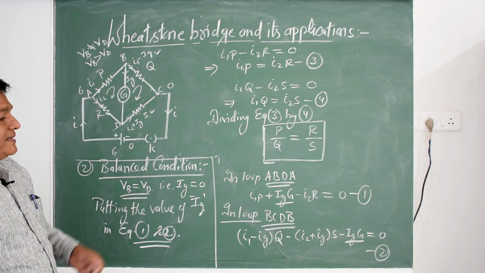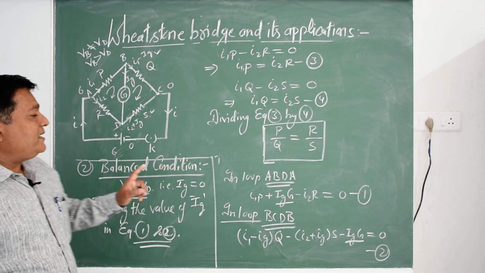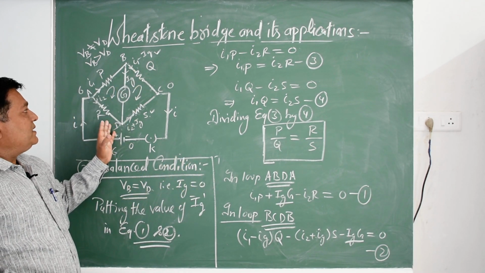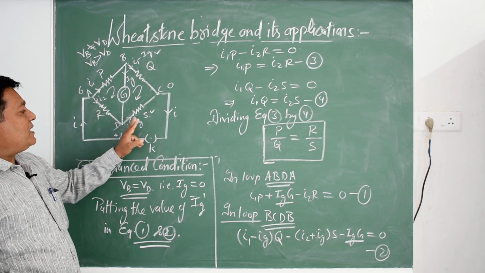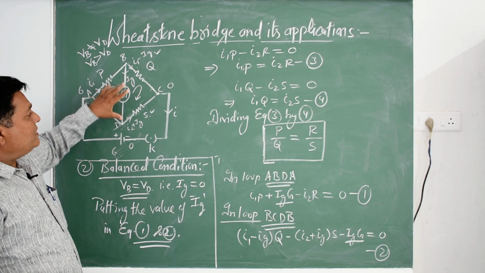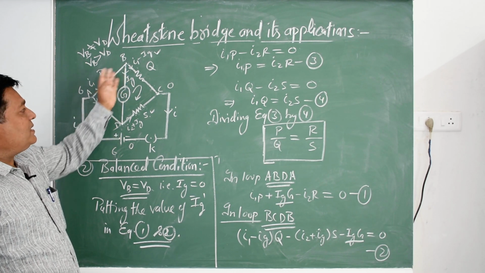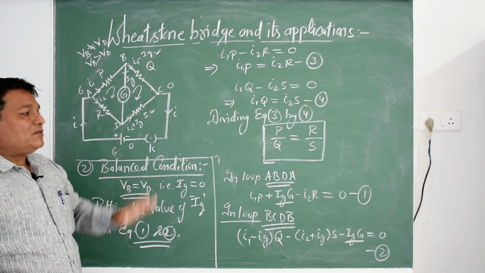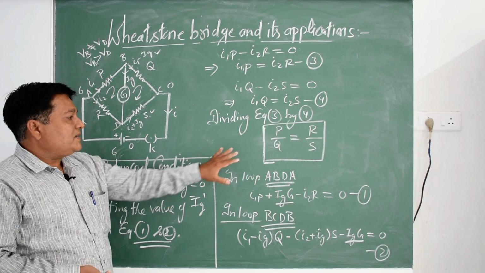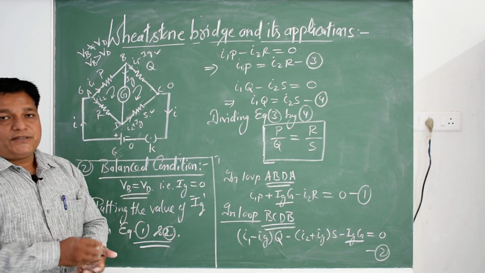Whenever a circuit is given, we first see whether there is any balance condition in there or not. If P by Q is equal to R by S, then no current will pass through this. So we will leave this and we can solve the remaining circuit, and we can solve such type of problems related to this. So this is only the principle of Wheatstone bridge.